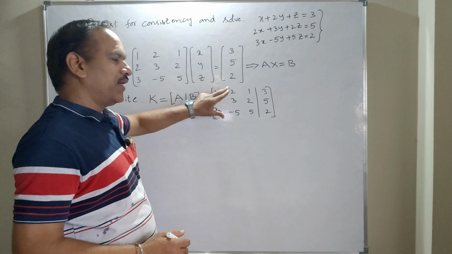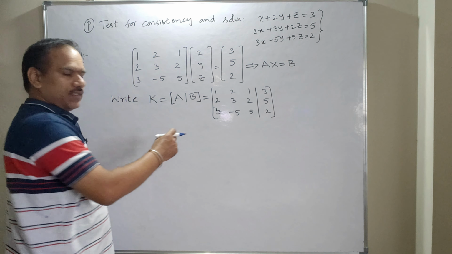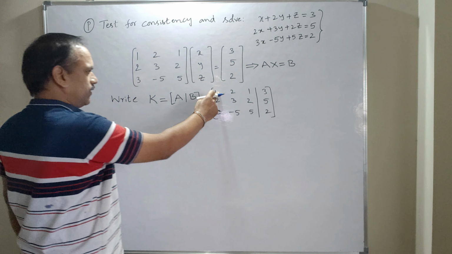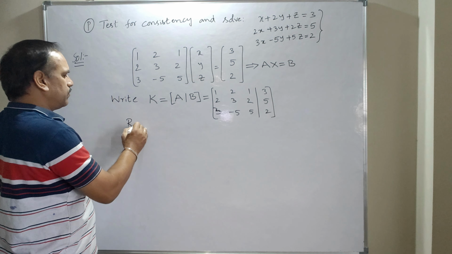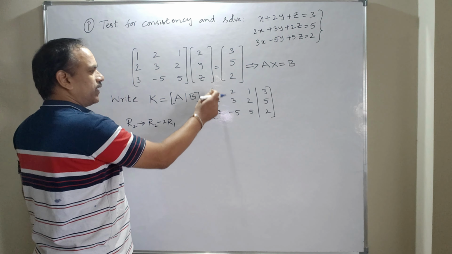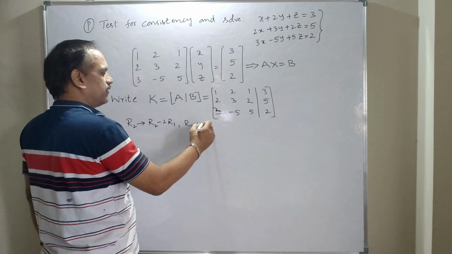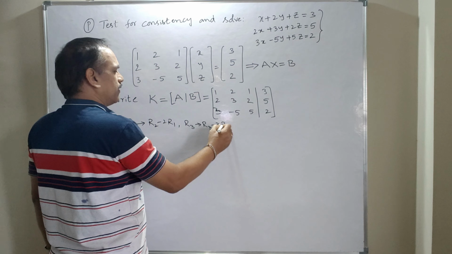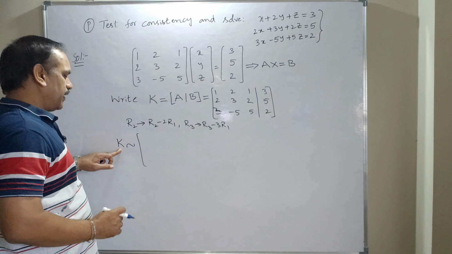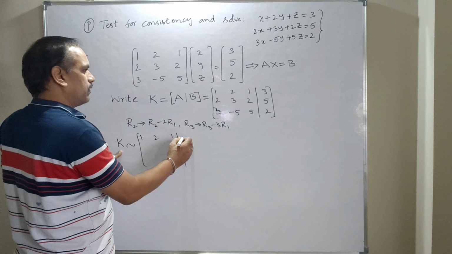Now we reduce this matrix to its echelon form. Right? So how to reduce? First of all, we make these two entries 0 using this particular entry, using R1. So R2 implies R2 minus 2R1, 2 minus 2 is 0, and R3 implies R3 minus 3R1. So how does K transform? K is similar to, here there is no change in the first row.